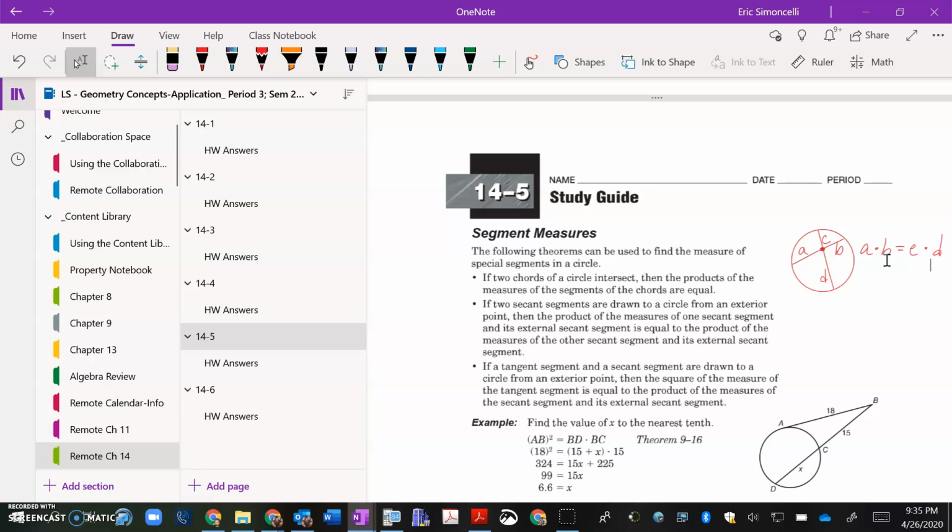The second theorem: if two secant segments are drawn to a circle from an exterior point, then the product of the measures of one secant segment and its external secant segment is equal to the product of the measures of the other secant segment and its external secant segment. Let's give ourselves another depiction here to generalize.